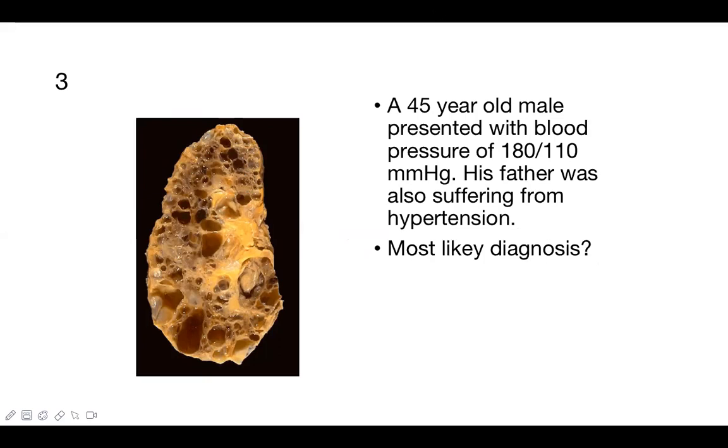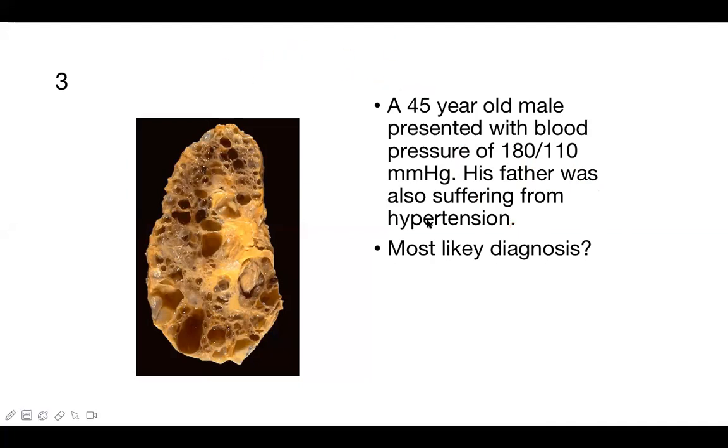Now look at here. These are very typical findings. This is the cross section of the kidney. This is the specimen which is showing a lot of cysts. These all are cysts. Now some important points I would like to highlight. This patient usually presents with very high blood pressure, in this case 120 over 110, and his father was also suffering from hypertension. So this is a family history, and this is explained by autosomal dominant inheritance.